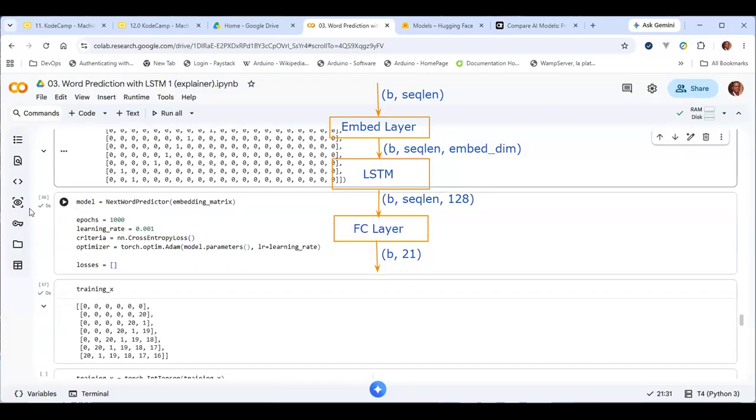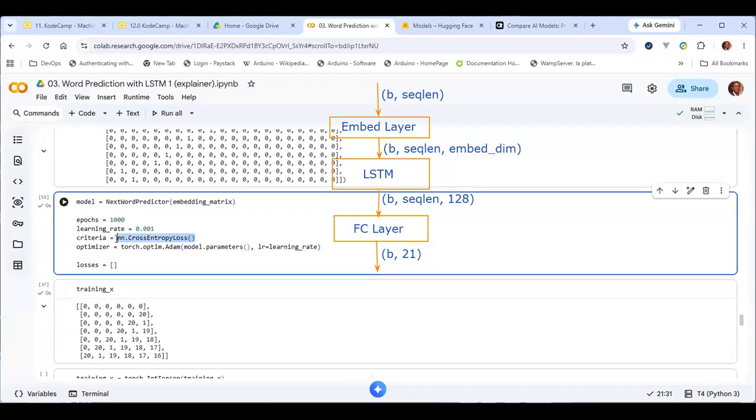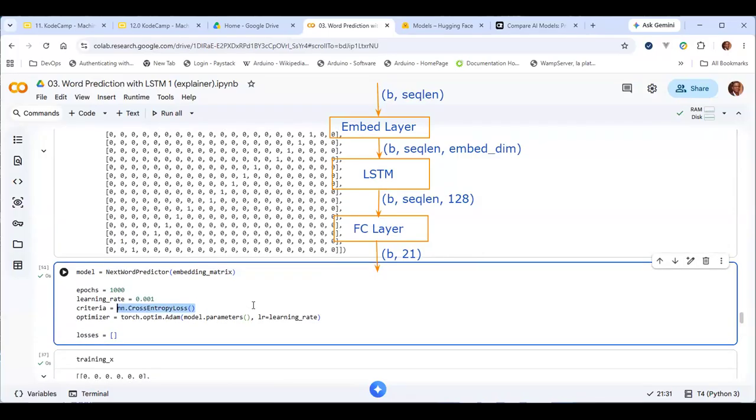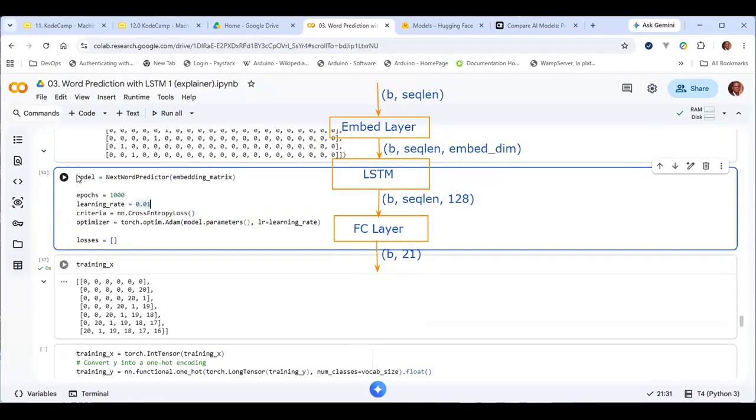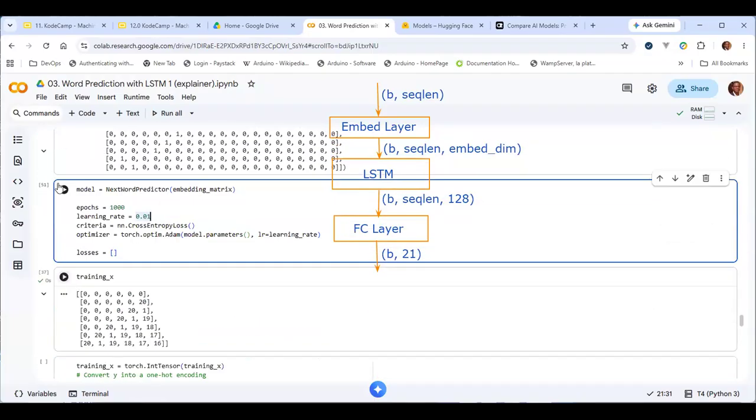We now create a predictor with this embedding matrix, epochs, learning rate. We use cross entropy loss because this is a classification problem. Funny enough, next word prediction: the next word that should come is a classification problem. So we use cross entropy loss. We use Adam. We use a low learning rate. We could use a higher learning rate though, maybe 0.01. So let's use 0.01. So we create our model and our parameters.